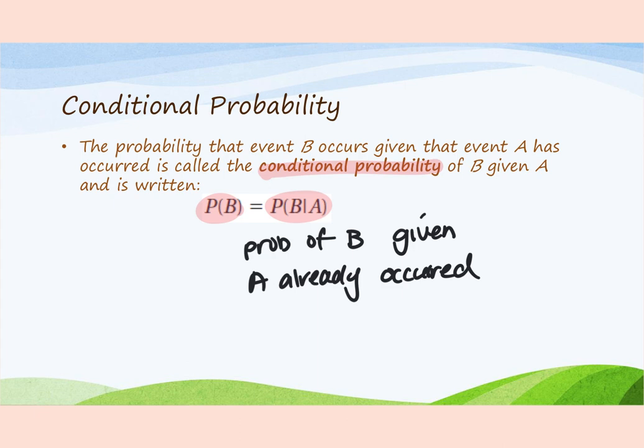What's that line in front of B? That's what that symbol means: given A has already happened. This is only for dependent. No, it could be independent or dependent.